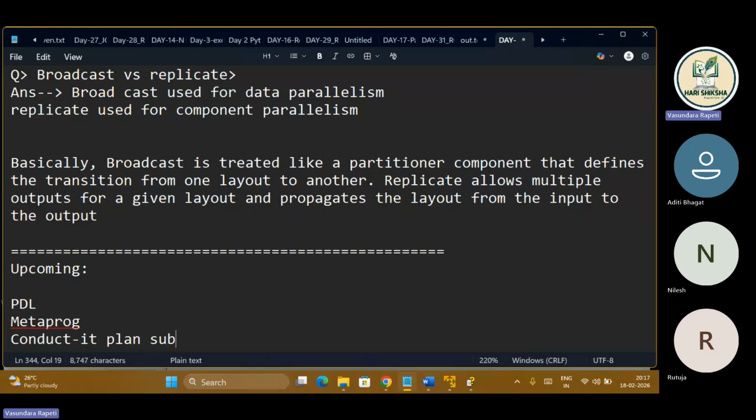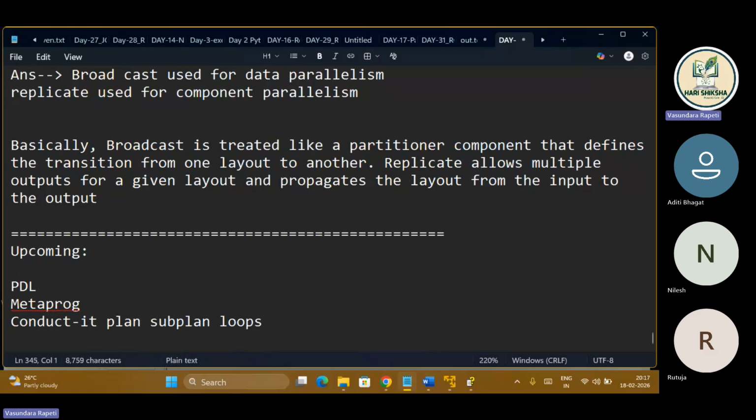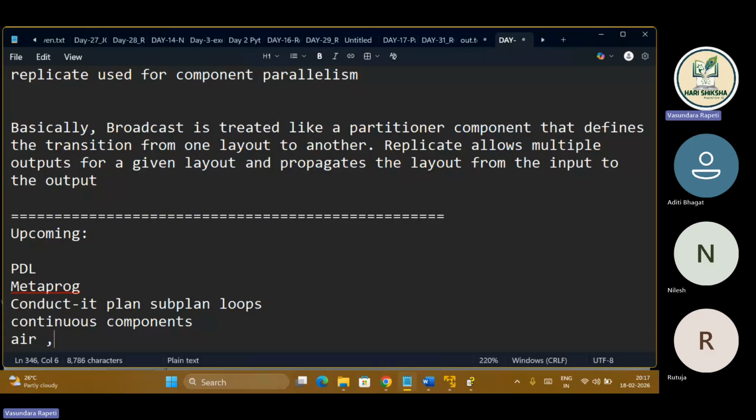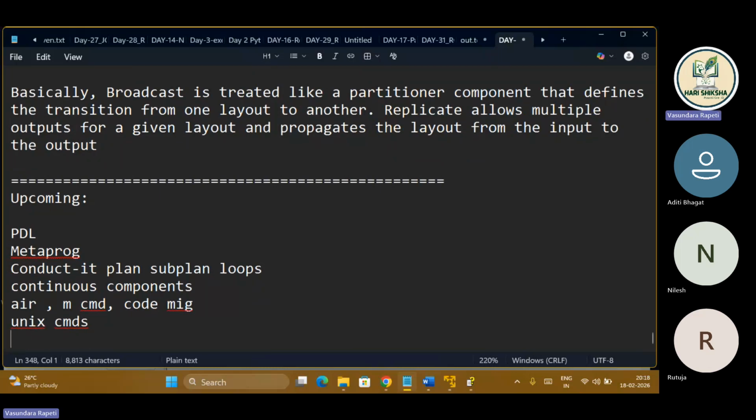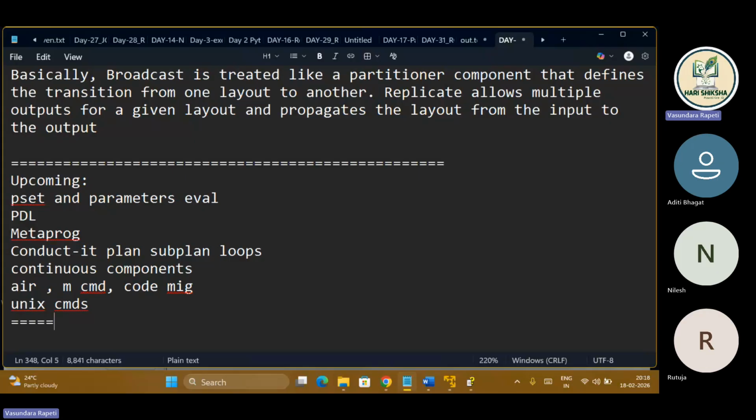and plans, plan loops, then continuous components, air command, M command, code migration, Unix command. Yeah, this much. Pset and parameter evaluation. Right, this much is remaining. So within a week it can be completed. 5 to 7 days it will take.